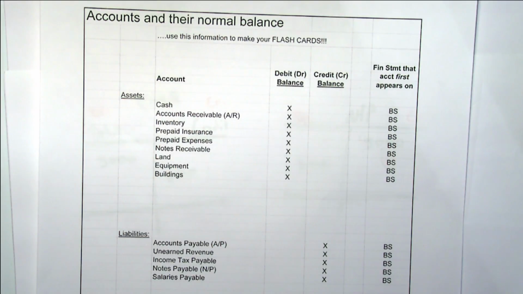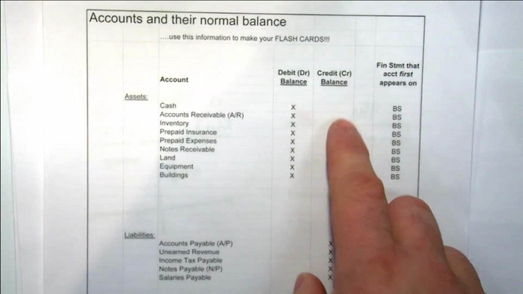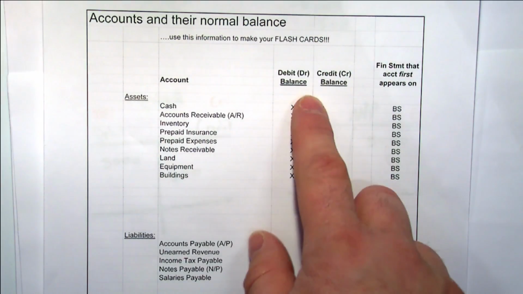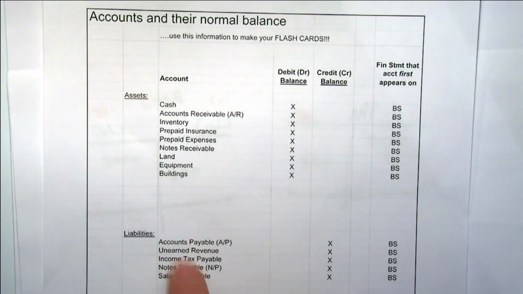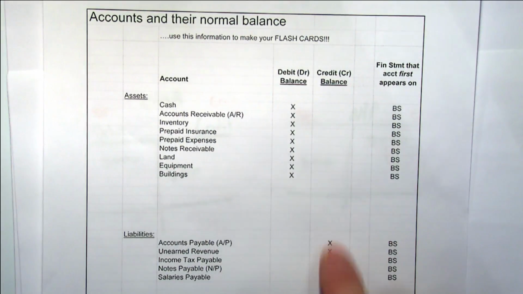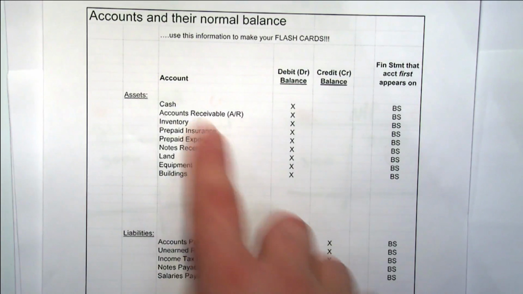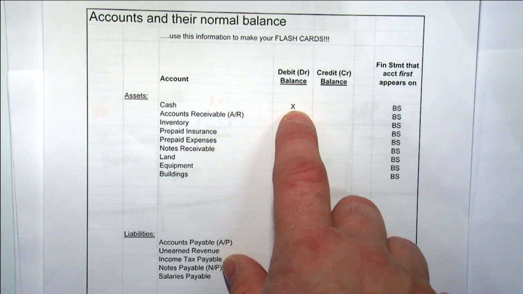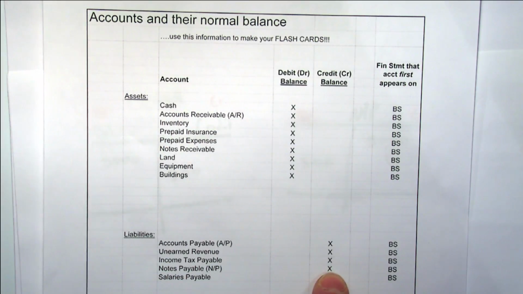Now, let me tell you how not to learn these. I have listed here, and you folks at home have this as well with your handouts, the accounts, and if they are a debit balance account, thus they increase with a debit, decrease with a credit, or if they are credit balance accounts, thus they increase with a credit, decrease with a debit. And you can see cash is properly listed as a debit balance account. Notes payable is properly listed as a credit balance account.